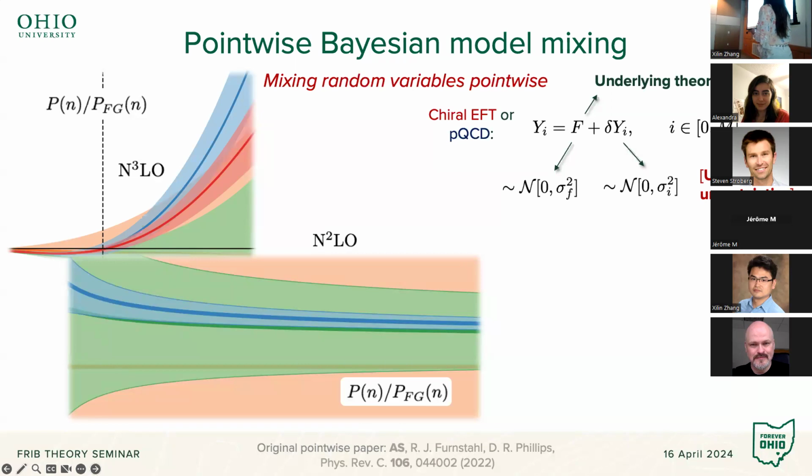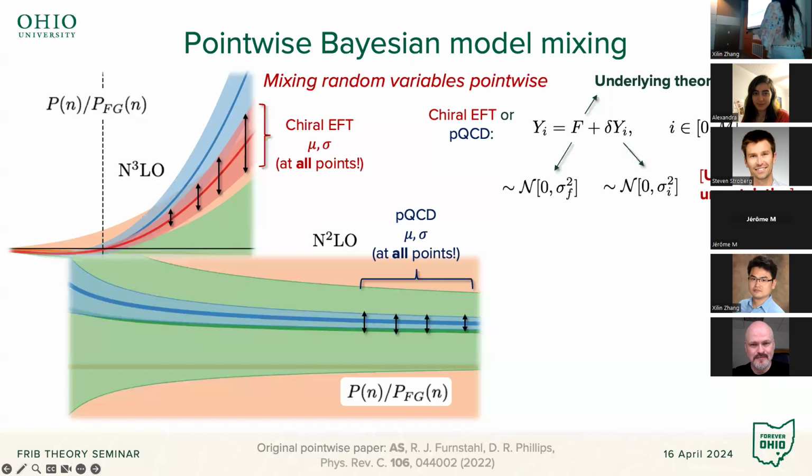But what we're trying to do is just use the information at N3LO and N2LO of the means and uncertainty bands and preserve this as we model mix. So pointwise means that I literally take every point in these results, which you can already imagine, considering that they do not overlap, is going to be a problem, or at least that they don't overlap in a trustworthy way. But what we decided to do was stick with this and see where this led us for now.